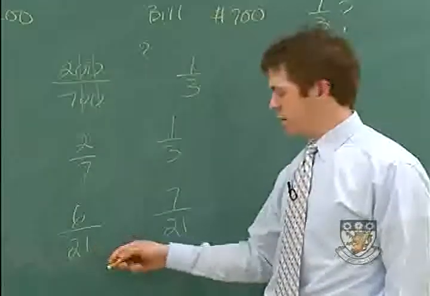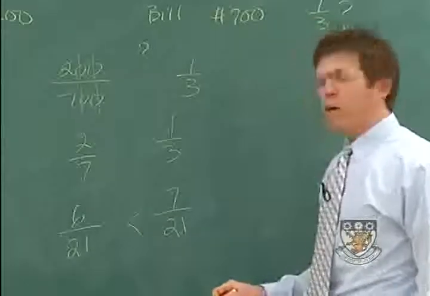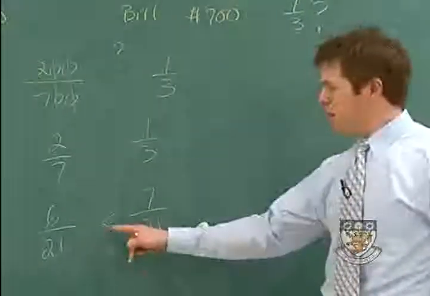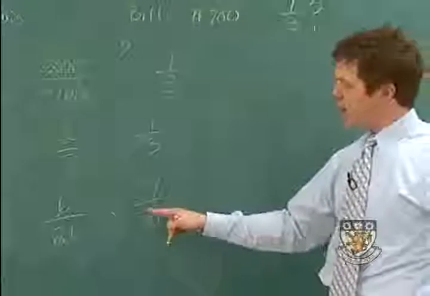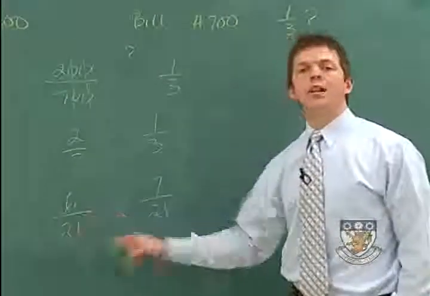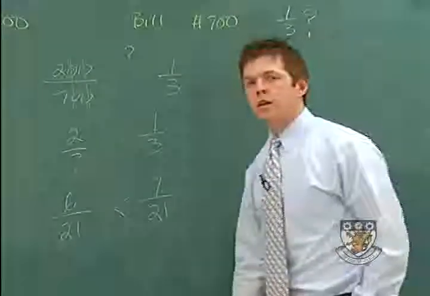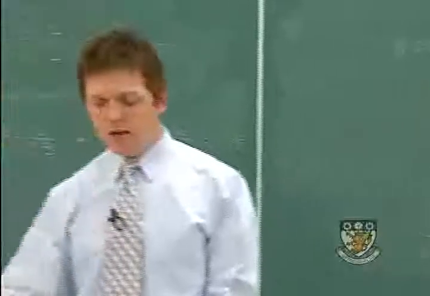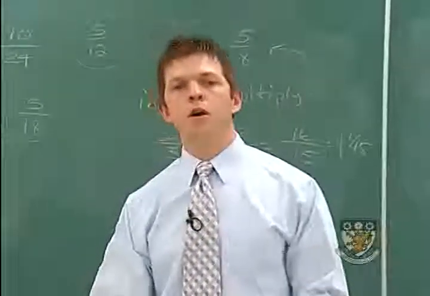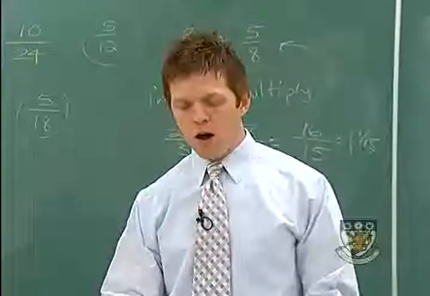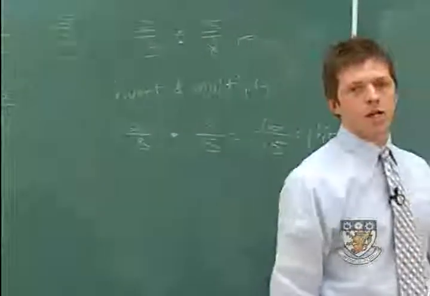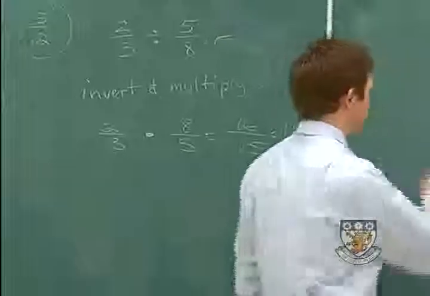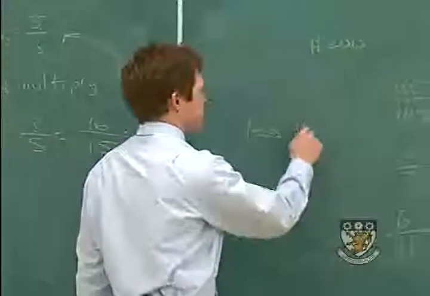Which one is larger? Our alligator mouth, our greater than symbol, goes toward the 7 over 21, which means that what we got back was less than 1/3. Let's look at the question again. At the very end they ask, did you get less or more than 1/3 of your money back? We got less than. So your answer would be less than.